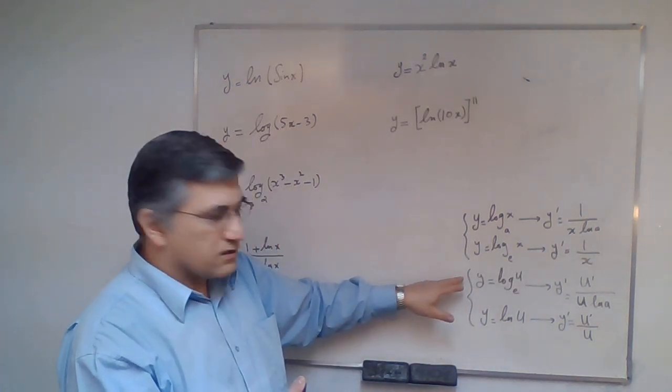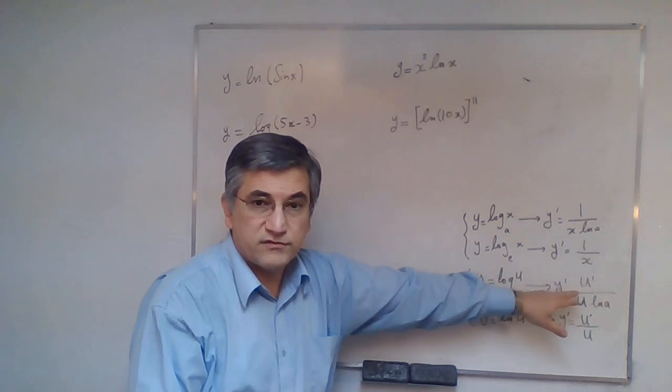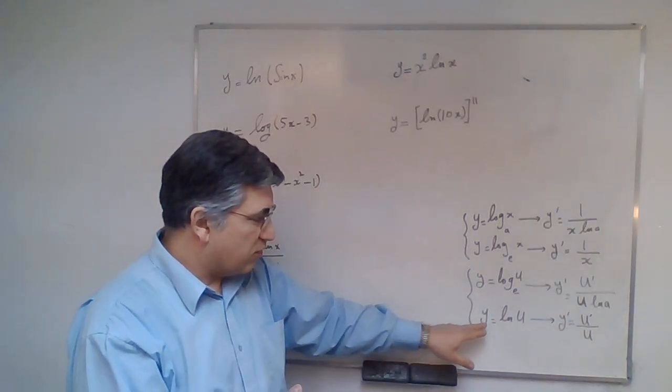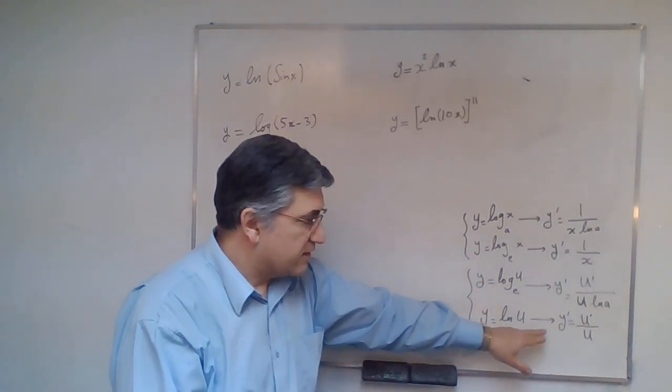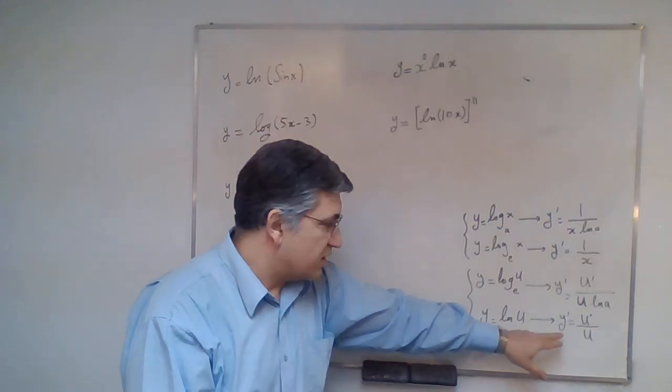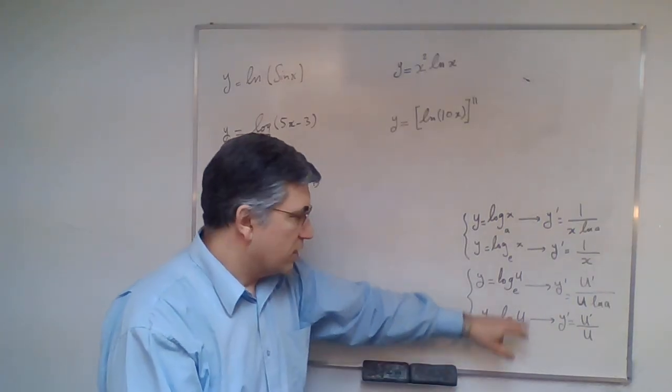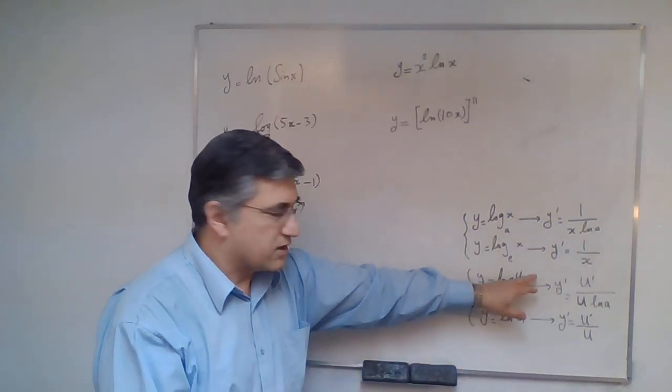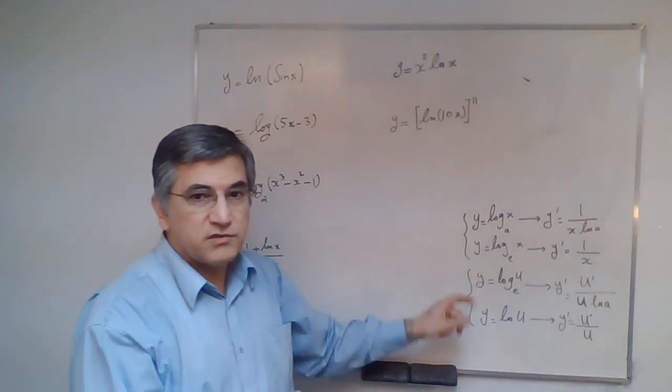So this is the function itself and this is its derivative. Again, y equals ln of u implies that y prime, its derivative, is equal to u prime over u. So just a quick little correction about the arrows that were missing.